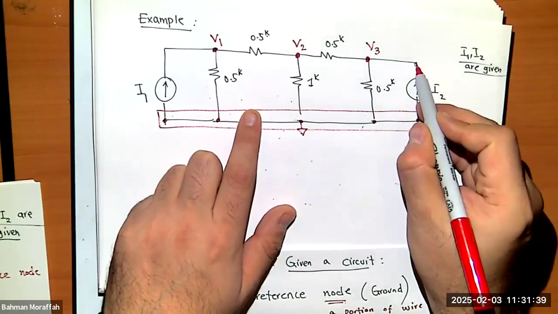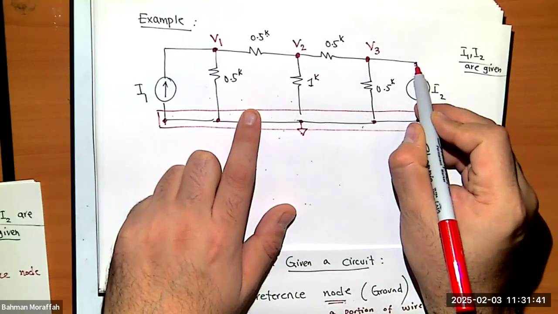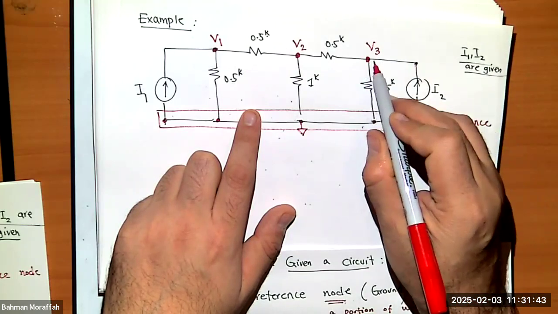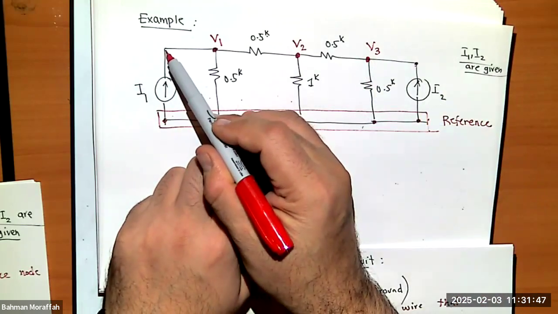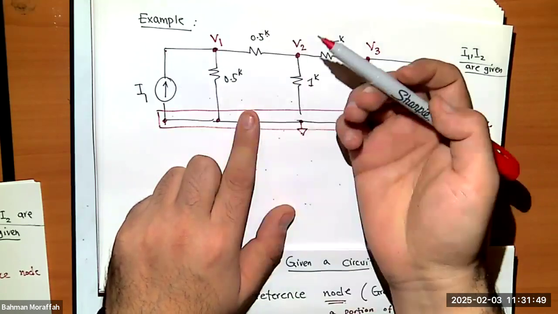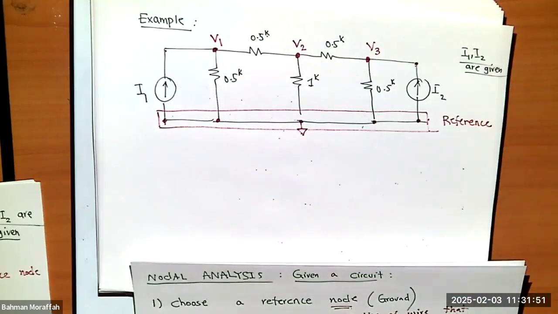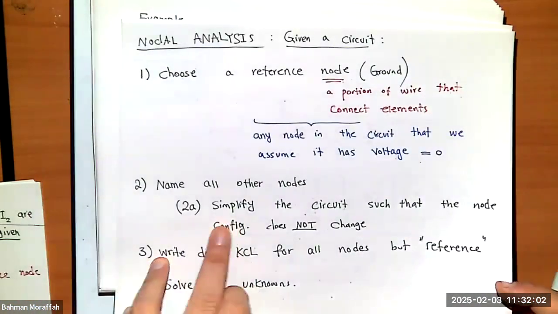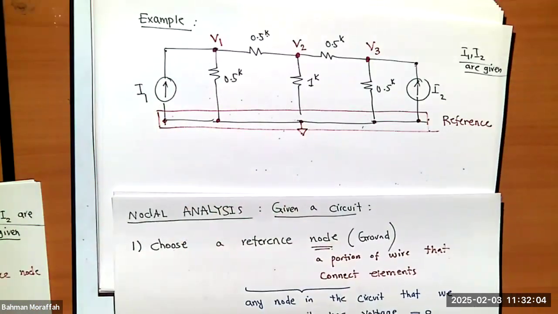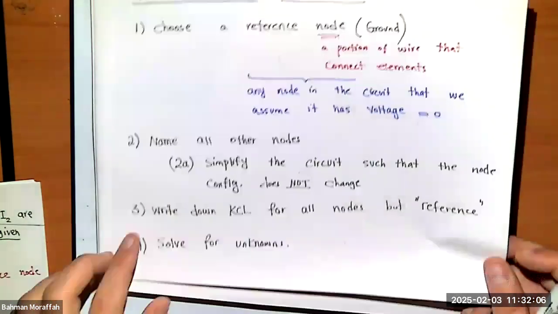How about this guy? Is it a new node? No, it's exactly the same as V3. How about this guy? Again, it's not a new node. It's exactly the same as V1. Do I have any other node that I haven't accounted for? No, I basically took care of all of them. Step 2a, well, there's nothing I can do here, right? So I'm going to move on to step 3.